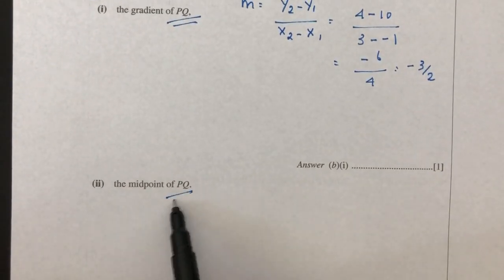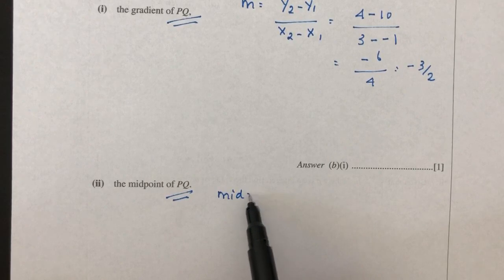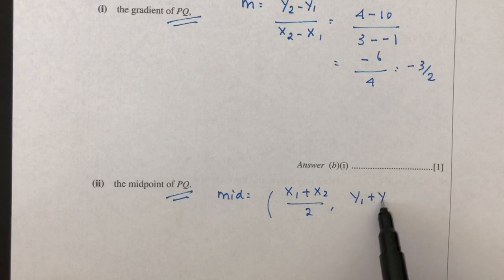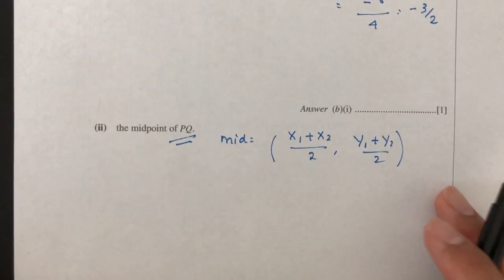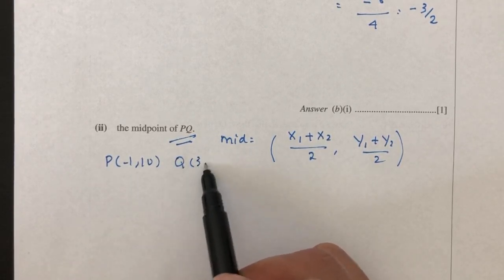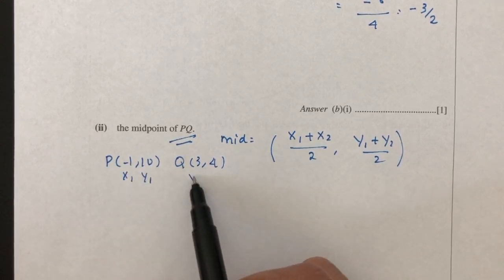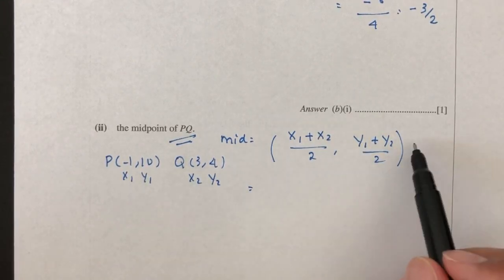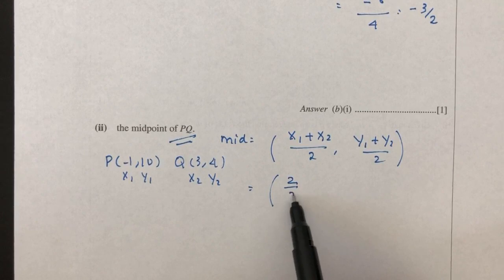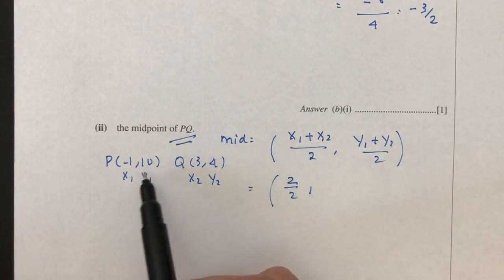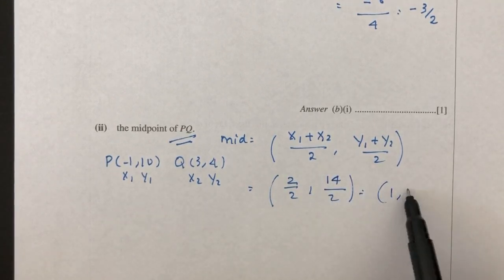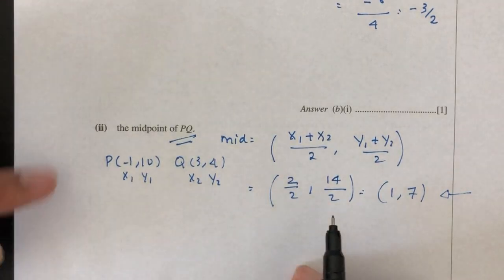Now part 2, find the midpoint of PQ. One more time, the midpoint has a formula which is x1 plus x2 divided by 2 and y1 plus y2 divided by 2. From the points that we have, P is minus 1, 10, and Q is 3 and 4, this is x1, y1, x2, and y2. So now we just have to replace in this formula. So x1 plus x2, which is minus 1 plus 3, that'll be 2 divided by 2, and y1 plus y2, 10 plus, sorry, 4 will be 14 divided by 2, which is 1, 7. So this will be your answer for part 2.